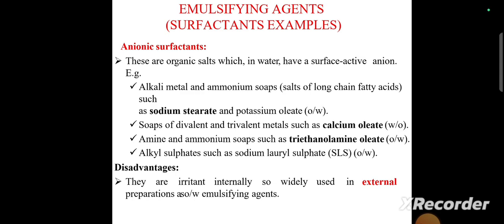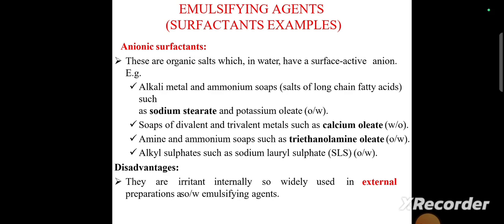Soaps of divalent and trivalent metals such as calcium oleate are basically used in water in oil type emulsion. Third is amine and ammonium soaps such as triethanolamine oleates, used in oil in water type emulsion. Fourth is alkyl sulfates such as sodium lauryl sulfate, used in oil in water type emulsion. They are the examples of the anionic surfactants.